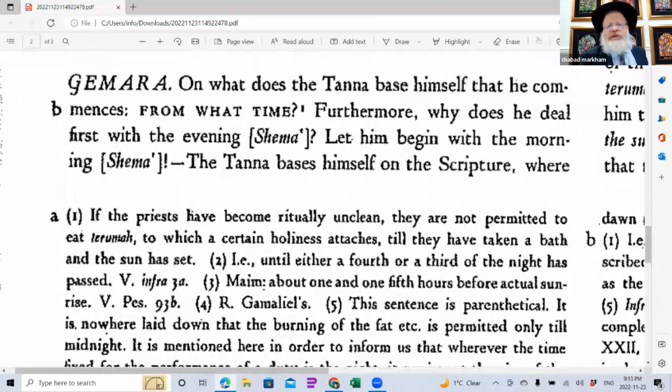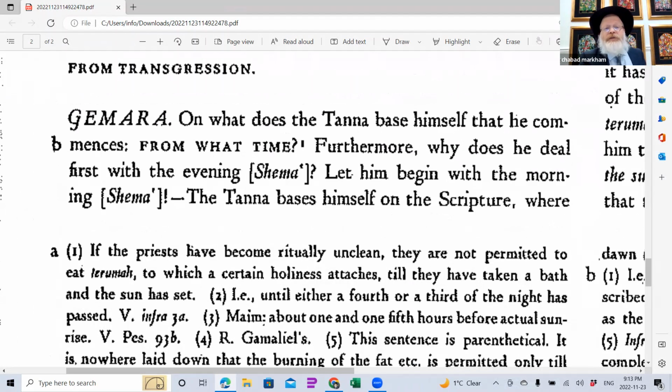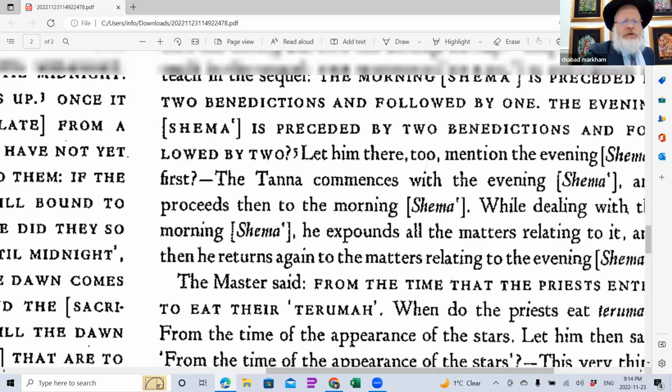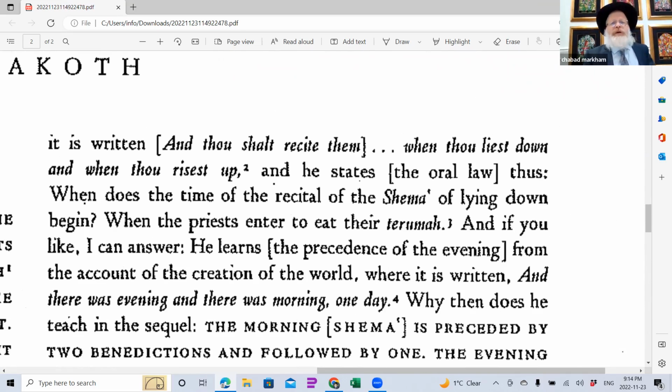Okay. On what does the Tana base himself that he commences from what time? In other words, why are we starting with a question? Furthermore, why does he deal first with the evening Shema? Let him begin with the morning Shema. So he says, Tana bases himself on the scripture where, this is what I just read in the Hebrew, right? Where it is written, and thou shalt recite them when thou liest down, when thou risest up. It states the oral law thus. See over here it calls it the oral law. When does the time of the recital, the Shema of lying down begin? The priests enter to eat the Truma.